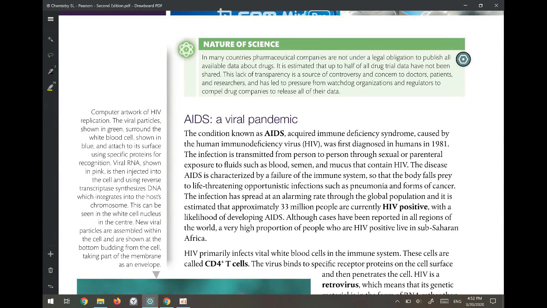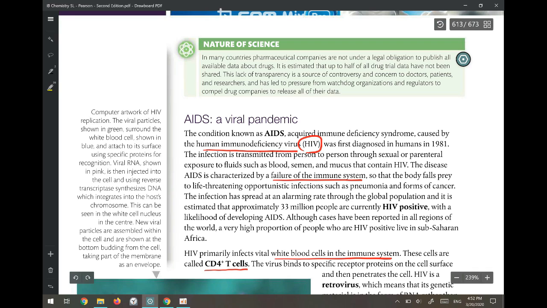In this video, we want to talk about the human immunodeficiency virus, which is known as HIV. The HIV virus damages what we call CD4 plus T cells. These are a type of white blood cell in the immune system. So when these cells are damaged, it causes failure of the immune system.